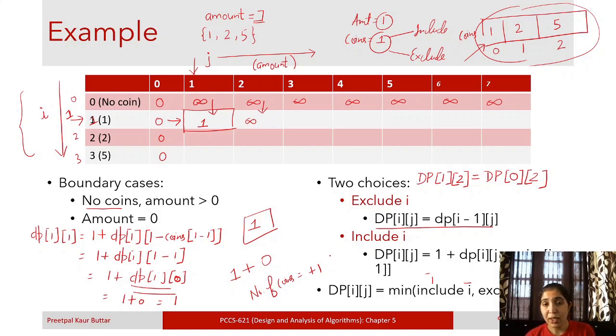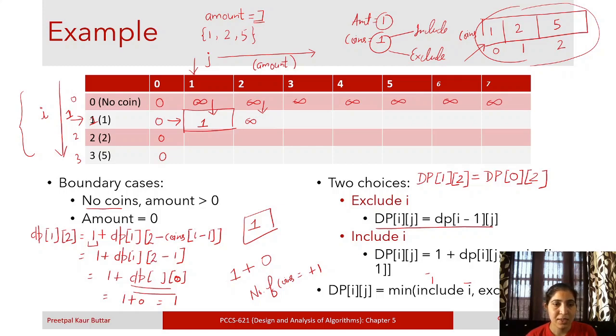If I decide to include i, then what will be happening? 1 rupee coin and amount is 2. Now I am including, so I add a 1 here. And what is the rest of the amount? The rest of the amount is using the 1 rupee coin. Amount is 2 and coins i minus 1. So I will look up the value of the ith coin. It will be here, so it is 1.